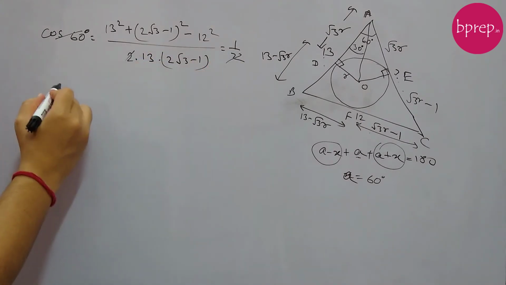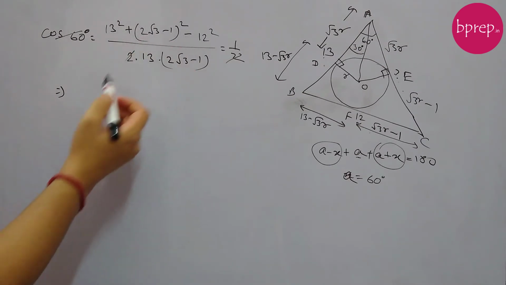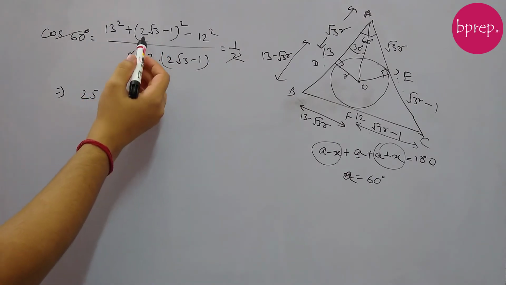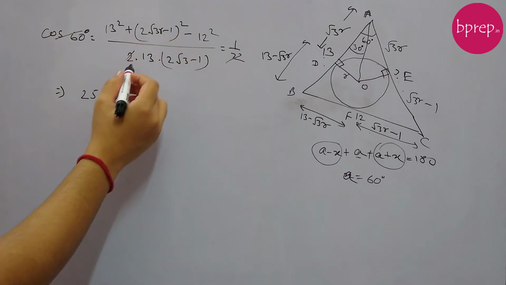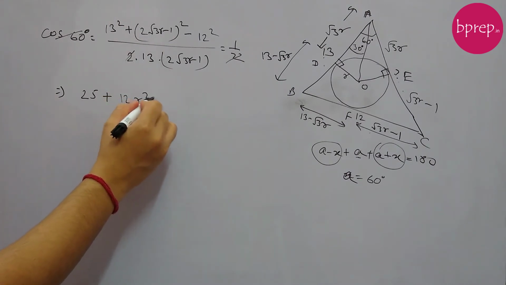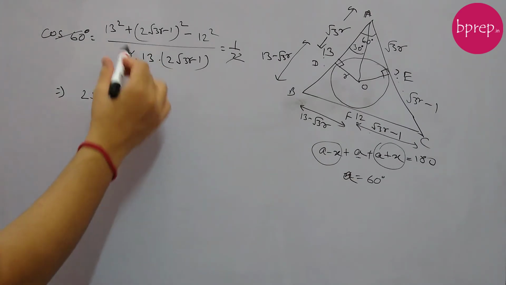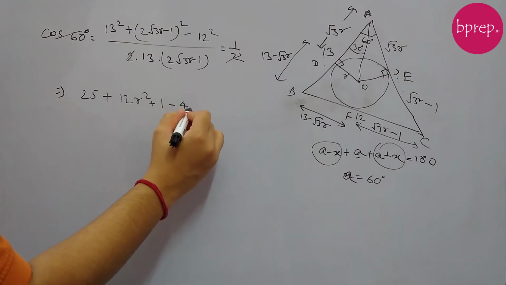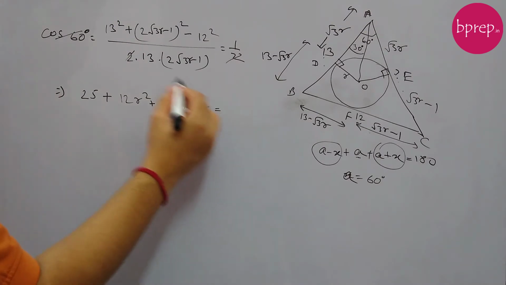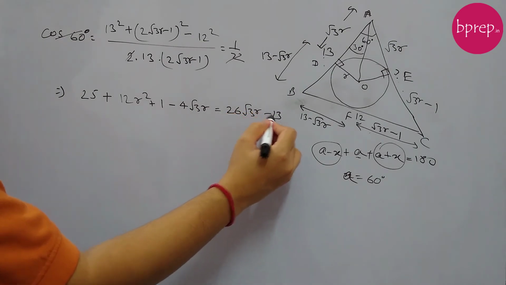So this 2 got cancelled. Now we can rewrite this equation as 13 square minus 12 square, 169 minus 144, which is 25, plus the expansion of the whole square, with r square and 12 r square terms, minus 4 root 3 r, equals 26 root 3 r minus 13.